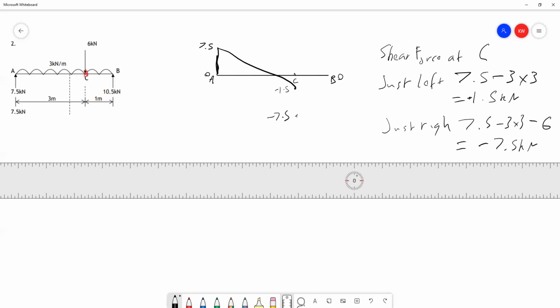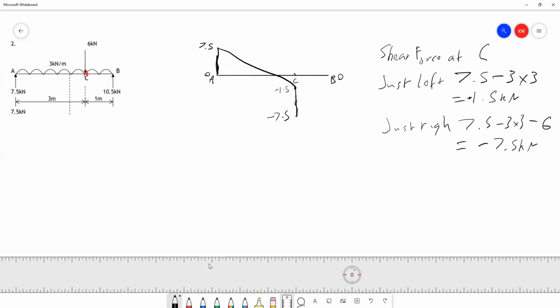And again, because this is due to a point force, we're drawing a vertical line, this time in the downwards direction because the force is acting down the way. So that's how we represent what's happening at point C. Now the next point force doesn't occur till the end of the beam, and we take the same approach with that as we have with point C.